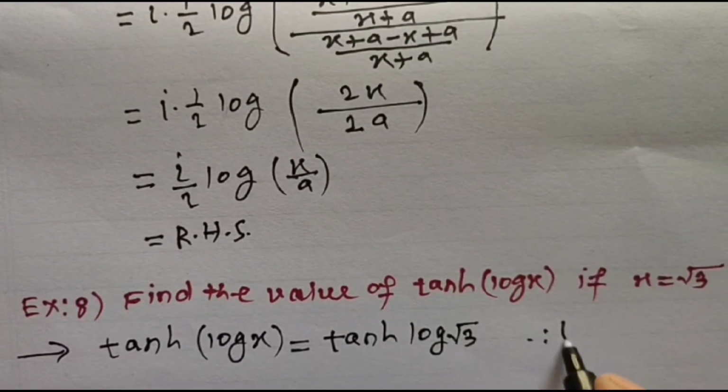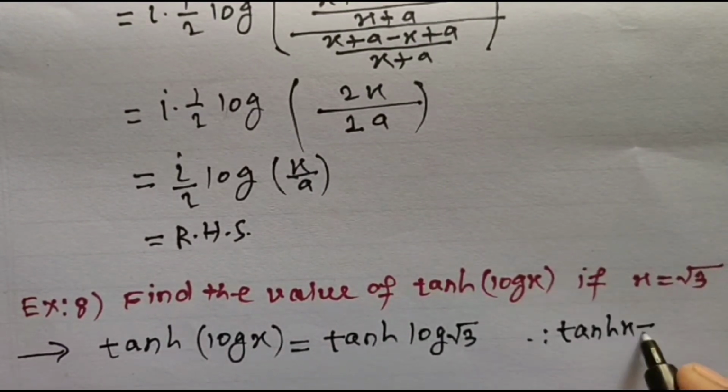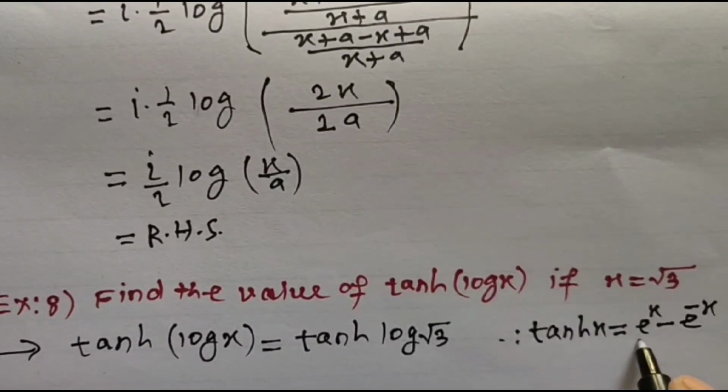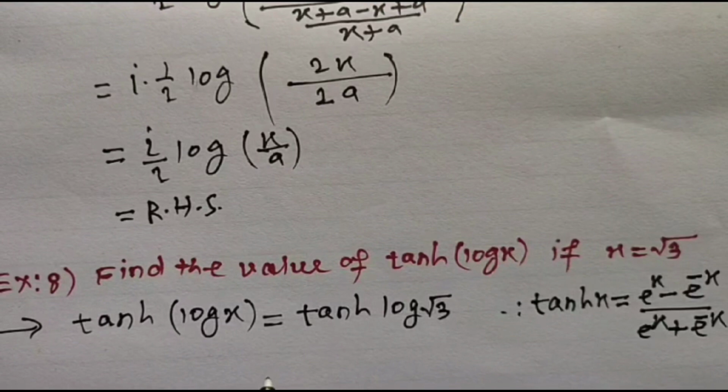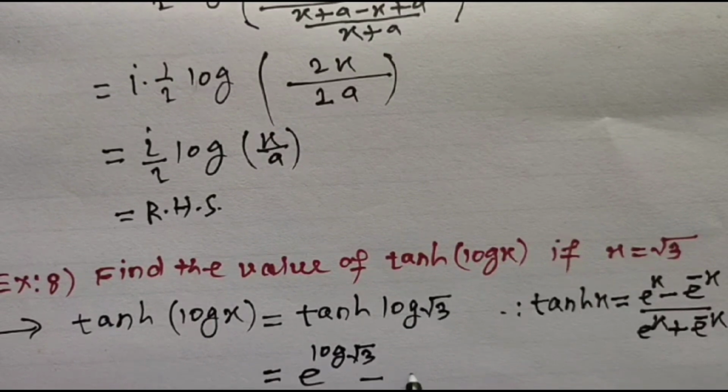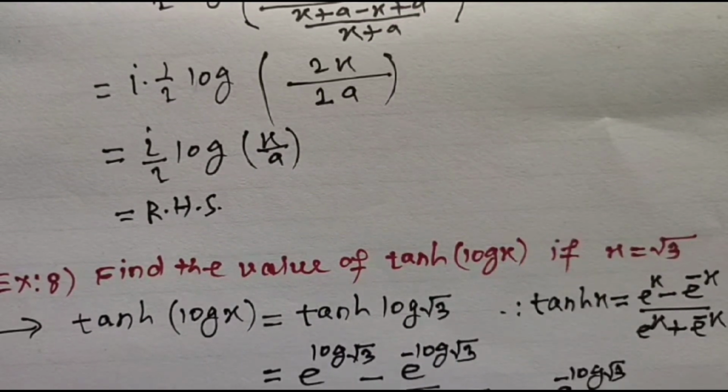But you know, hyperbolic tan x is equal to e to the power x minus e to the power minus x divided by e to the power x plus e to the power minus x. So this can be written as e to the power log of root 3 minus e to the power minus log of root 3 divided by e to the power log of root 3 plus e to the power minus log of root 3. But you know, e to the power minus log root 3 can be written as e to the power log of 1 upon root 3.